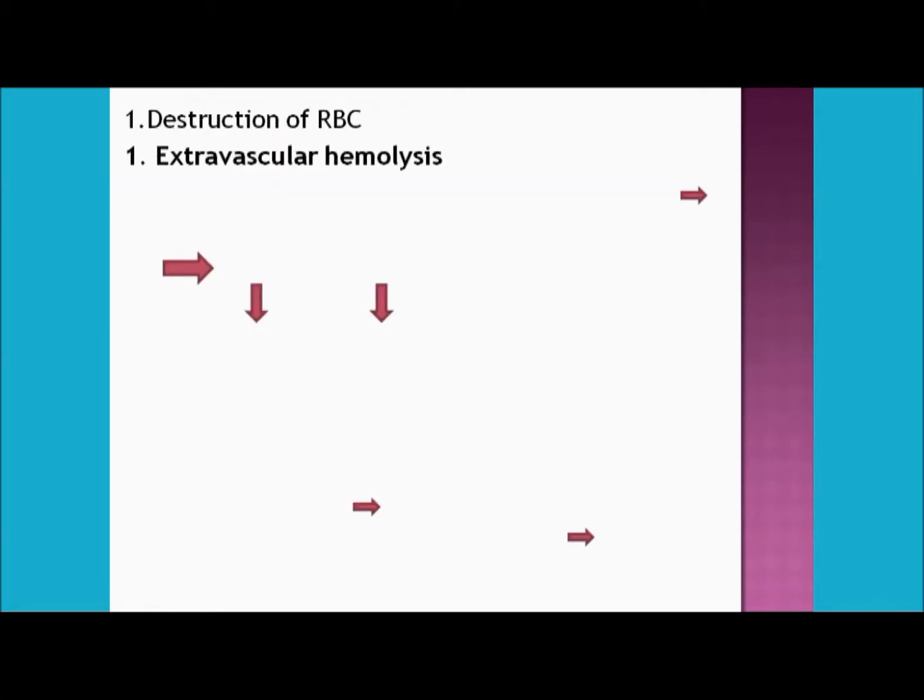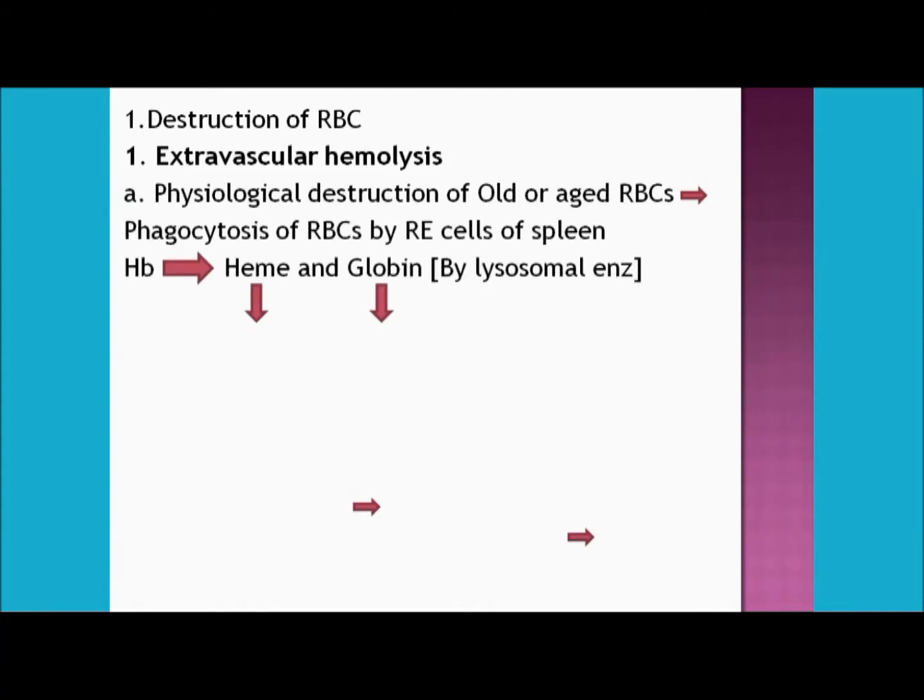This is also known as extravascular hemolysis. First of all, you should know that the physiological destruction of old or aged RBCs leads to phagocytosis of the RBC. Once the RBC has completed its life of 120 days, it will be phagocytosed. It will be taken up by the reticuloendothelial cells of the spleen. And from there, the hemoglobin gets degraded into two components, the heme and the globin, and this is done by a lysosomal enzyme. This heme is taken up by the hydroxyl system. Moreover, this globin is reutilized in the human body.